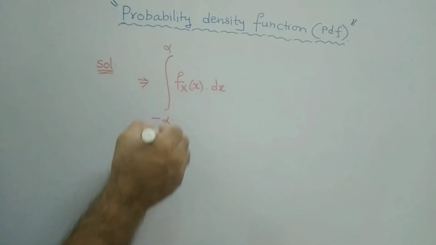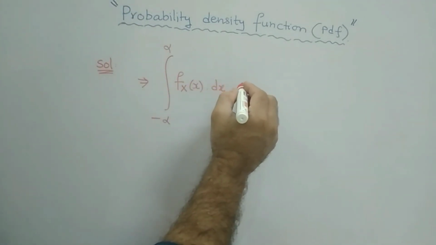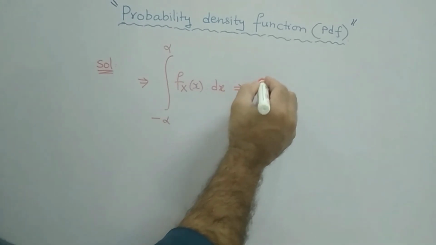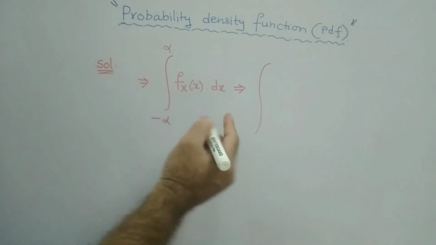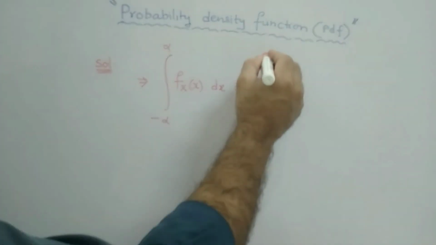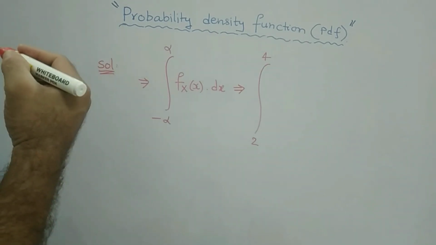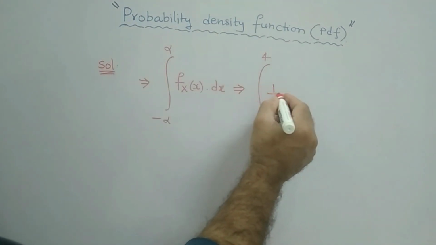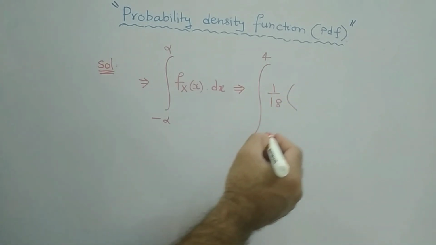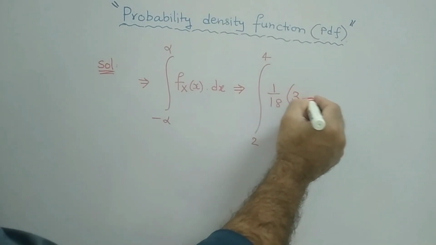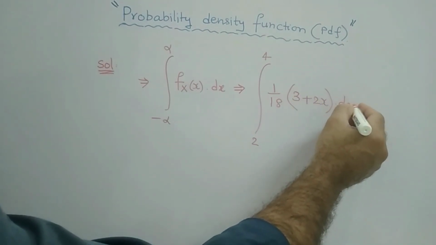See that the value should get 1. So now, what are the limitations actually? This is in general. What are the limitations? It is 2 to 4. Clear? 2 to 4. Then what is your function? It is 1 by 18, in bracket 3 plus 2x, dx. Is it not?